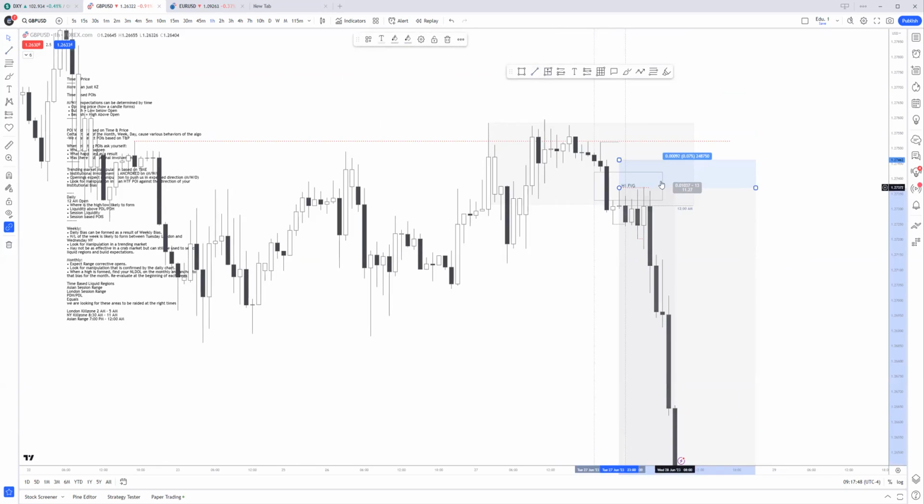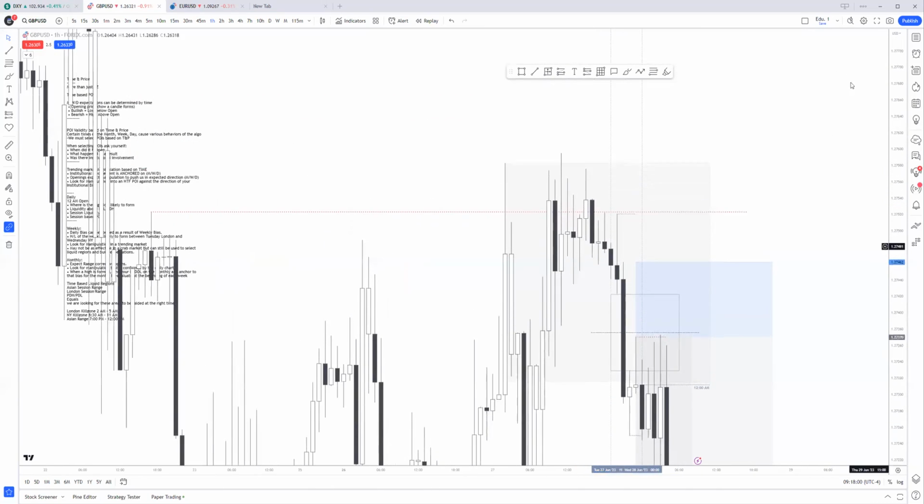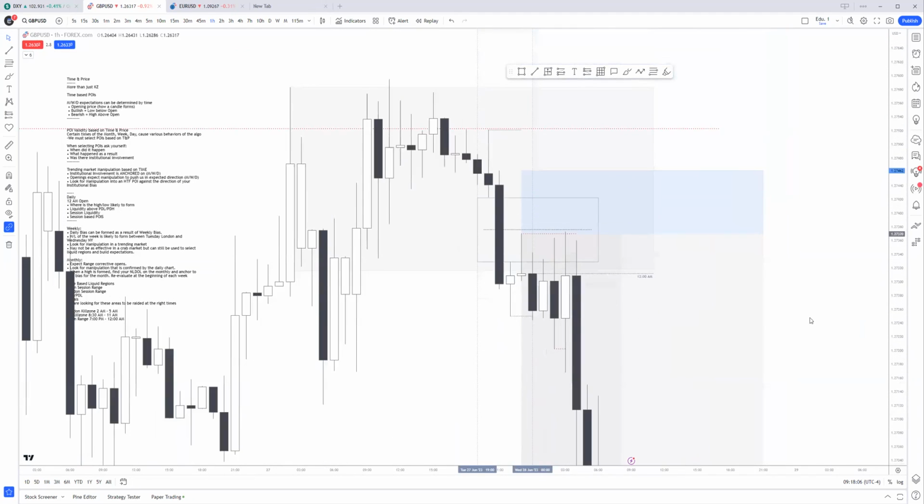If we look at this, this would be your consequent encroachment, right? The 50% point of the FVG. And look at us tapping basically right into it. It's not going to be exact every time, but basically right into it before selling off.